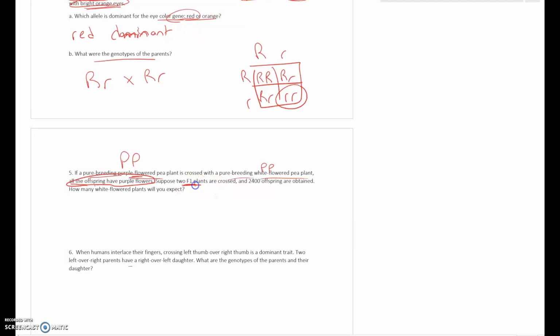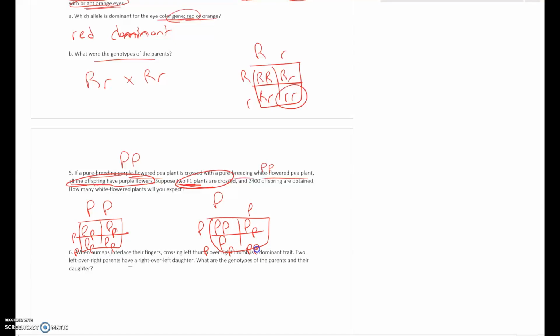So then that cross there gives us offspring that are all big P, little p. Okay, so that's our F1 generation. And then 2 F1 generations are crossed. So a big P, little p crossed with another big P, little p. We have big P, big P, big P, little p, big P, little p, little p, little p.